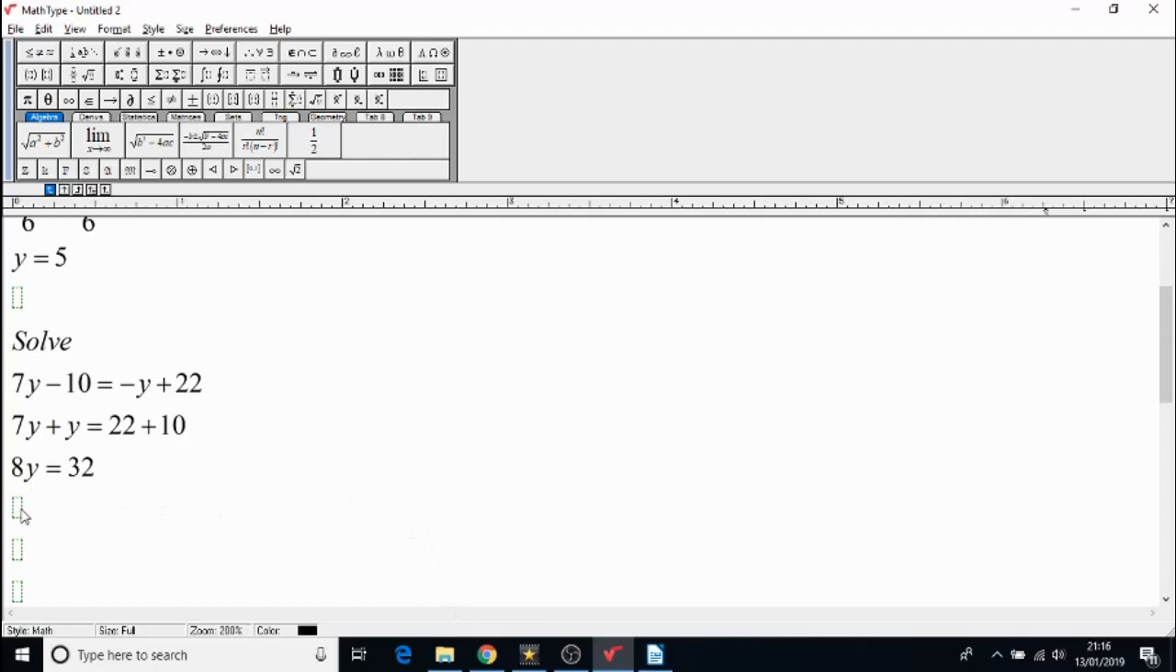To find out y, we want to do the same thing as in the previous problem. Just get y on its own. We want to divide 8y by 8. And whatever you do to the left-hand side, you do the same to the right-hand side. So 32 divided by 8. 8y divided by 8 is equal to y, and 32 divided by 8 is equal to 4. Therefore, y is equal to 4.